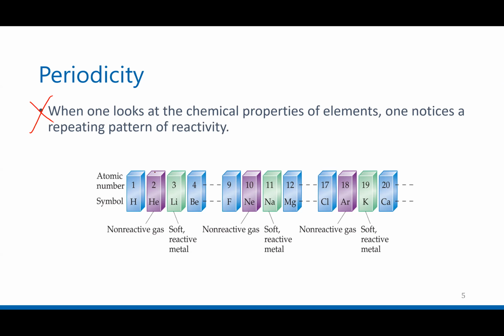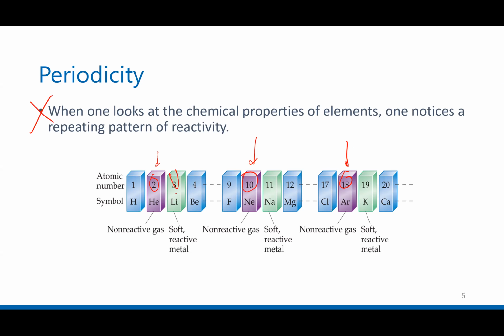Okay, so, look at the purples. So 2, 10, and 18. These elements are spread about 8 elements apart, right? 2 plus 8 is 10, 10 plus 8 is 18. They are non-reactive gases. So helium, neon, argon, they don't react with anything really, not normally, and they're gases.